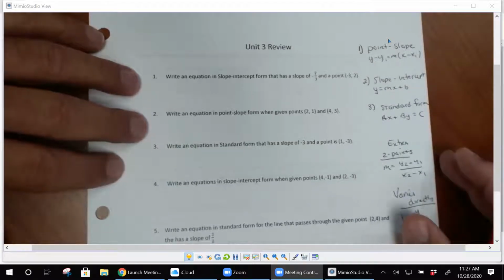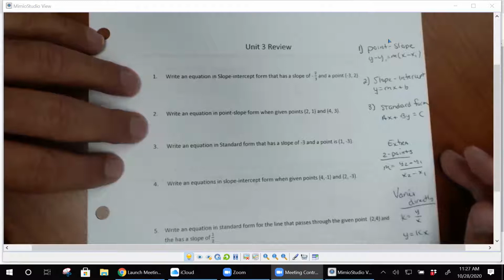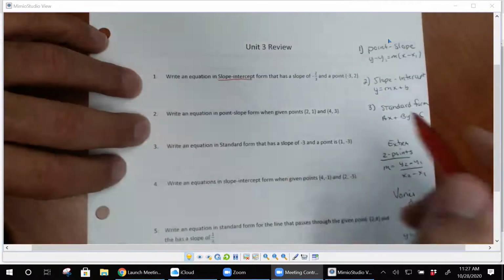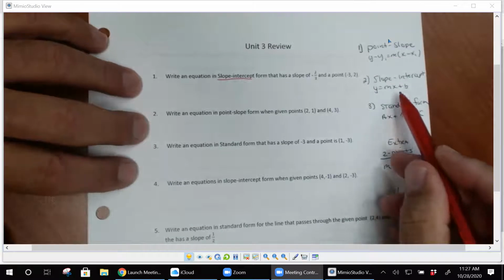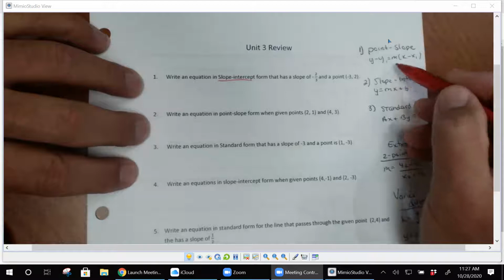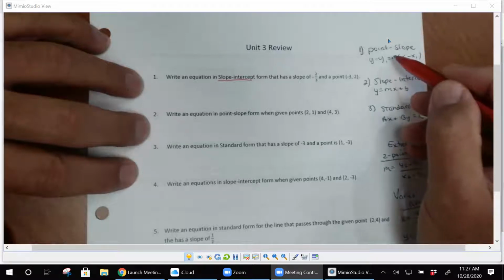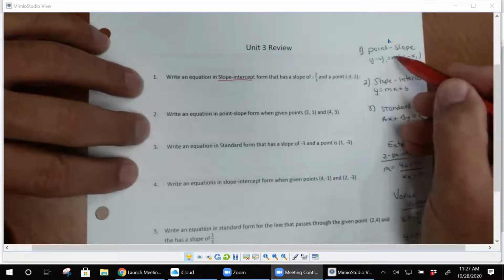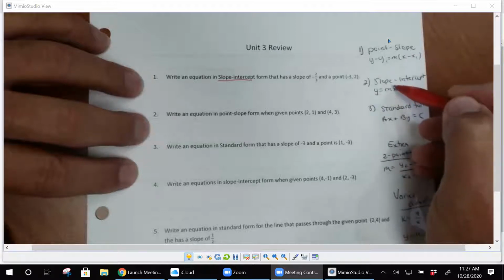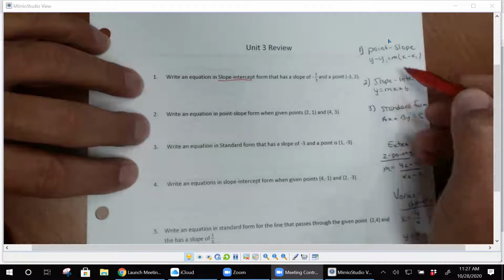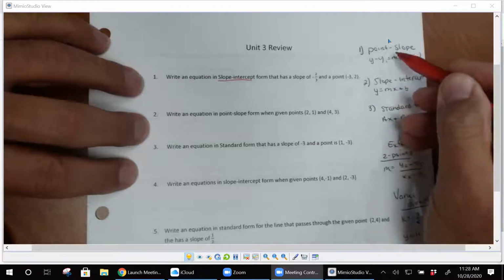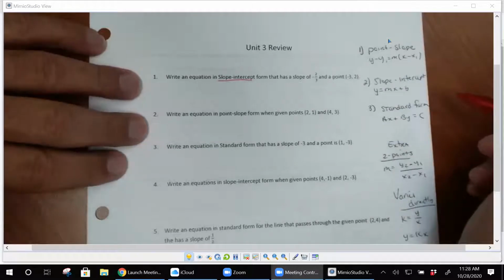So number one, for example, says write an equation in slope-intercept form. I know I have to have my answer in this form. The way I have this set up is that I have to have the thing above it first. So I need to put it in point slope form first. Then I can convert it into slope intercept form. So if you're looking for this as an answer, you got to do this first. If I'm looking for standard form, then I'm going to have to do this and then do this, possibly, depending on what they get.